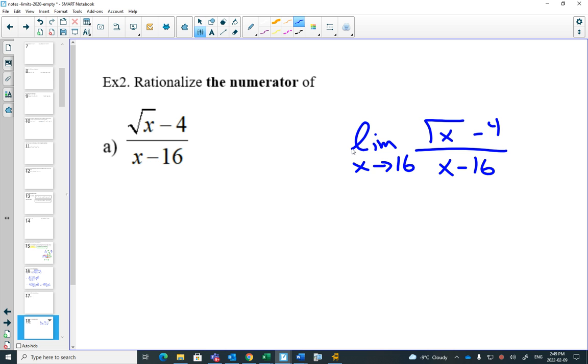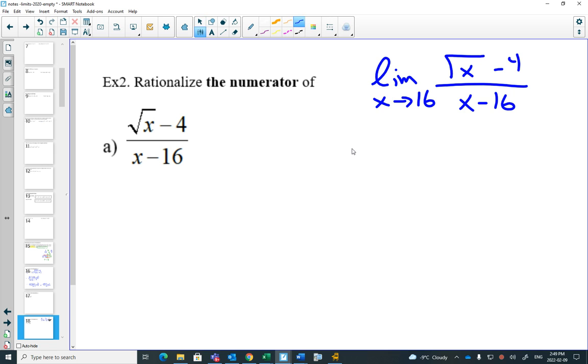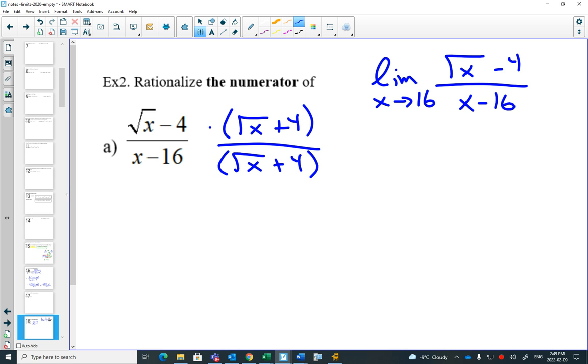Okay? Now, this is off to the side of our head of what we're wondering about. We don't know what the answer to that is. And we're going to see how rationalizing, in this case the numerator, will help us solve this. So I see a square root of x minus 4. I'm going to multiply by the square root of x plus 4 over the square root of x plus 4. In my numerator, because it's a difference of squares, I'll multiply it out.